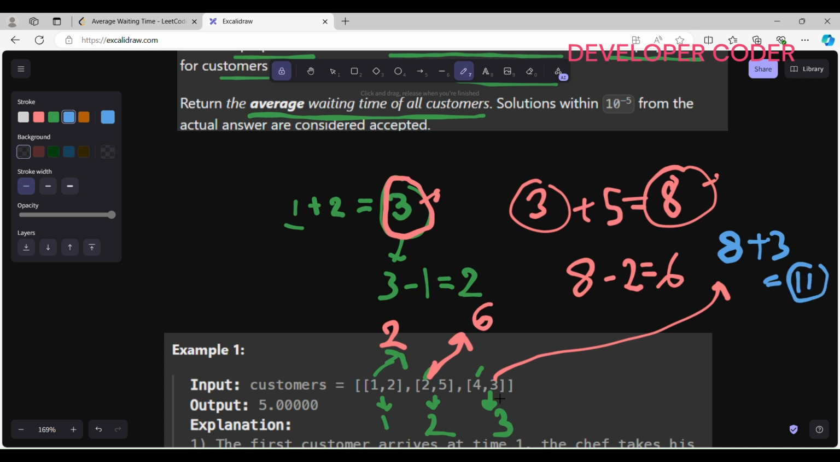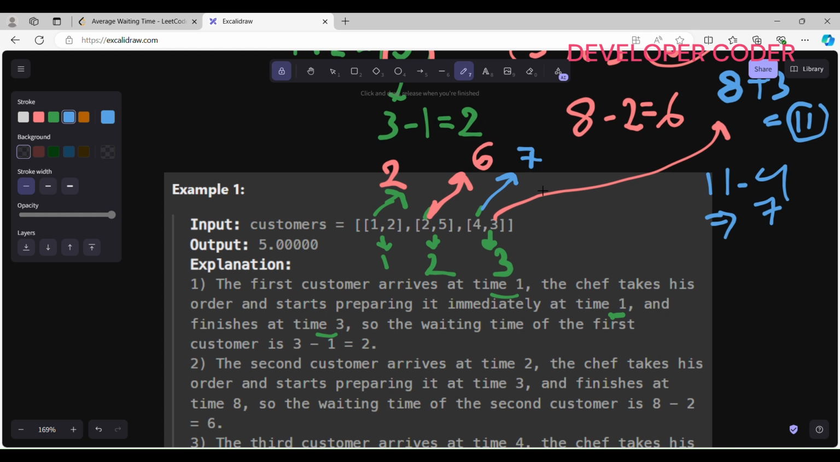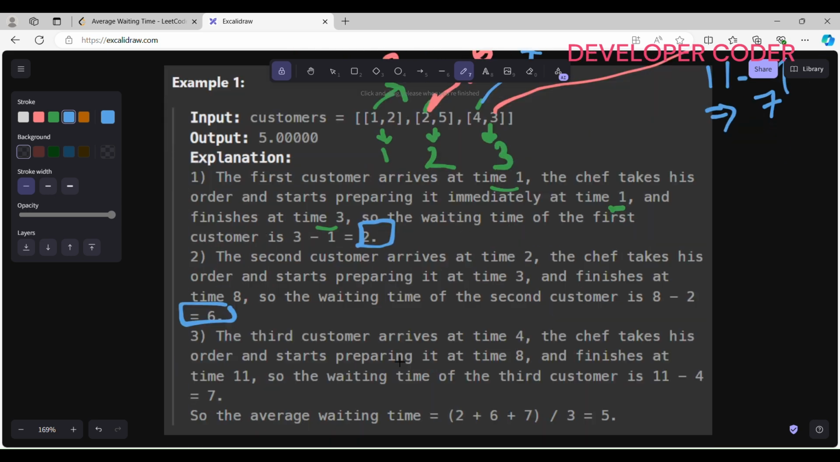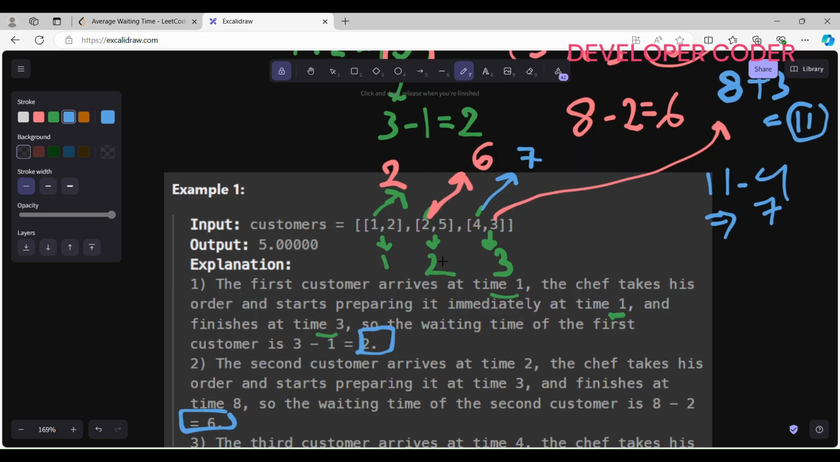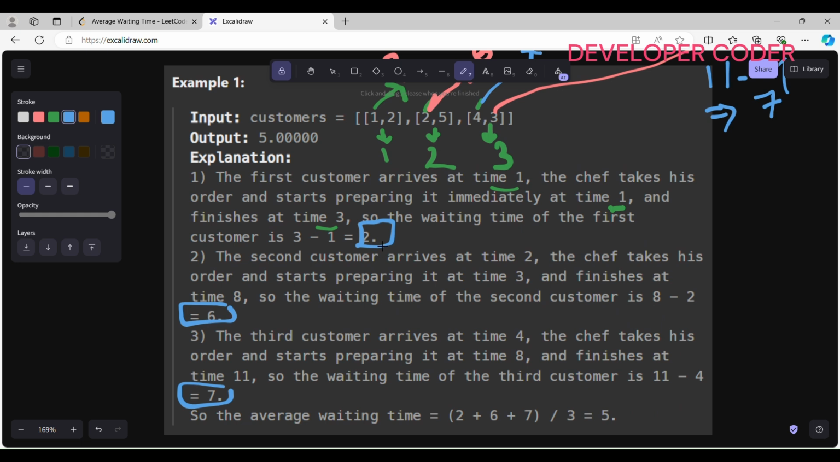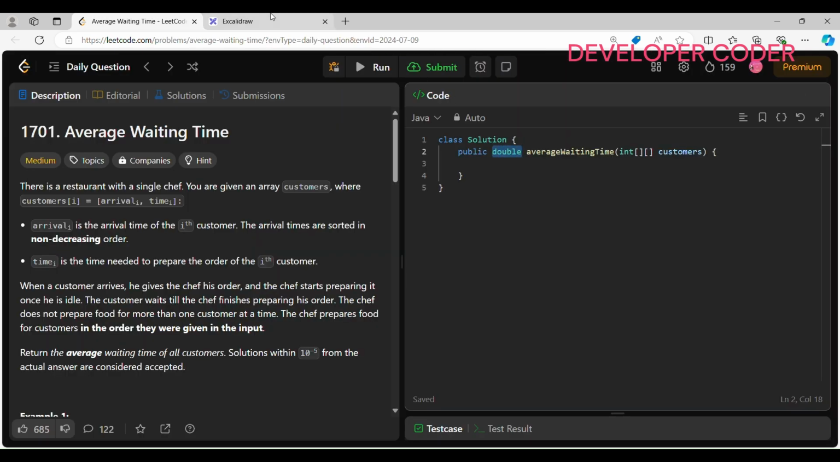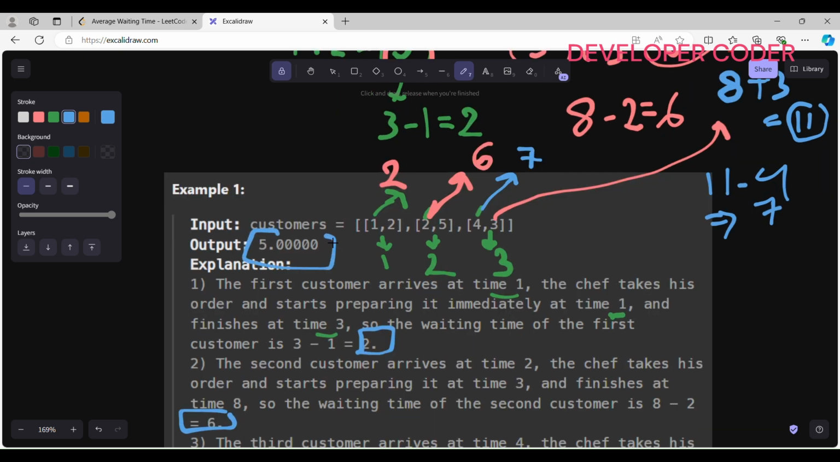How much time is customer 3 going to wait? 11 minus the arrival time of this customer, which is 4. So 11 minus 4 is 7, so here I am going to write 7. First customer the waiting time is 2, second customer the waiting time is 6, and third customer the waiting time is 7. In total there are 3 customers, so we just do the sum, 2 plus 6 plus 7, and then divide it by 3. We return our output as 5. We have to return the answer in double format, so that is why my output is like this, 5.00000. I hope that you guys are clear.